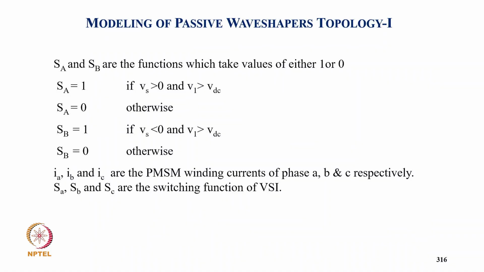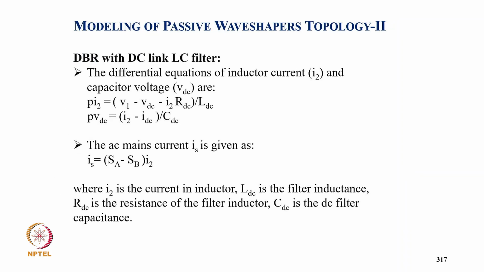So SA and SB are functions which take the value of 1 and 0. SA equal to 1 if VS is greater than 0 and V1 is greater than VDC, and SA equal to 0 otherwise. SB equal to 1 if VS is less than 0 and V1 is greater than VDC, and SB equal to 0 otherwise. IA, IB, IC are the field winding currents of phases A, B, C respectively, and SA, SB are the switching functions of the voltage source. Now coming to the DC VR with DC link LC filter.